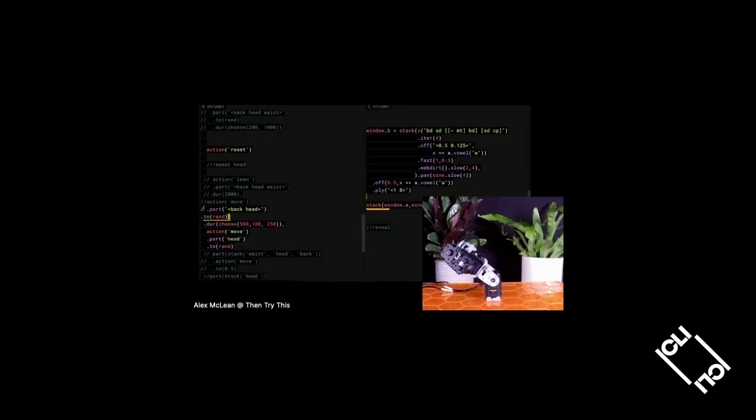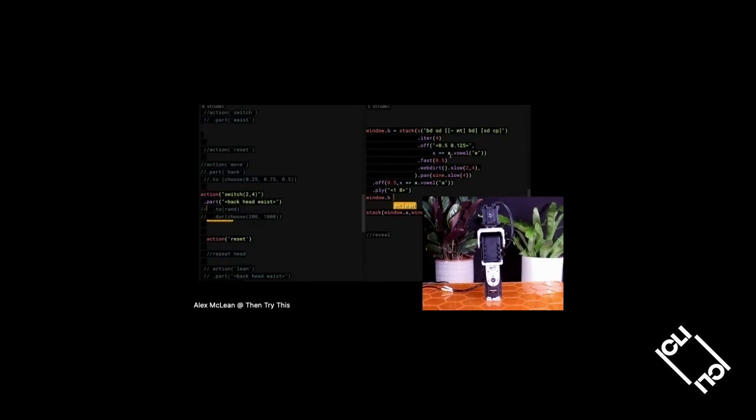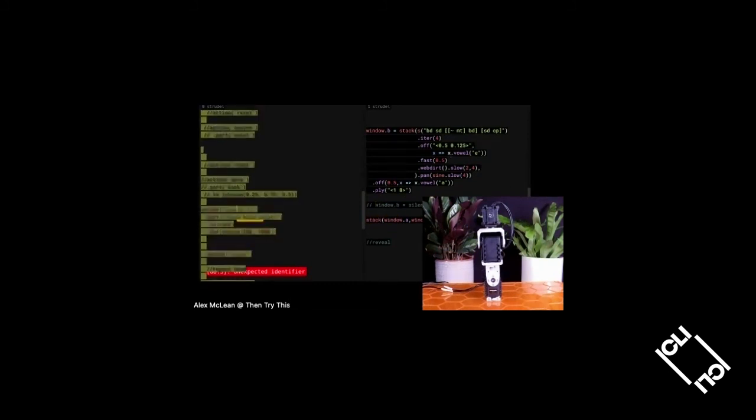Lean your head over 2 seconds. Move your head to 49% over 0.1 seconds. Move your head to 49%. Reset. Reset. Reset.